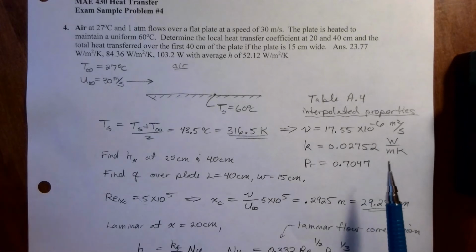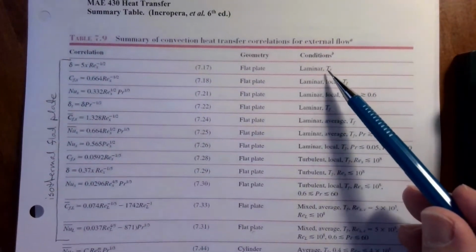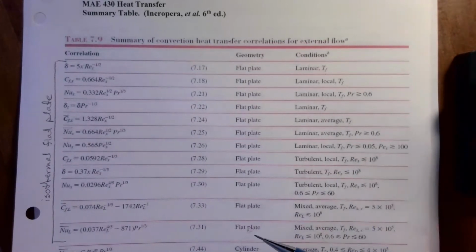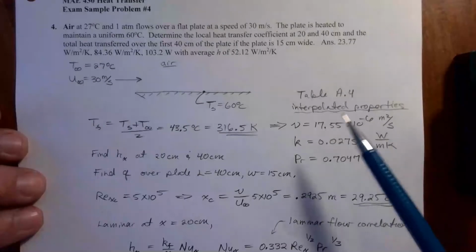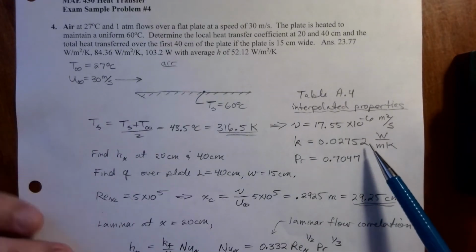It's even pointed out in table 7.9 that the correlations are based on T film. That's how important it is. The table explicitly tells you that they're based on the film temperature. So calculate the film temperature, then get the property values.